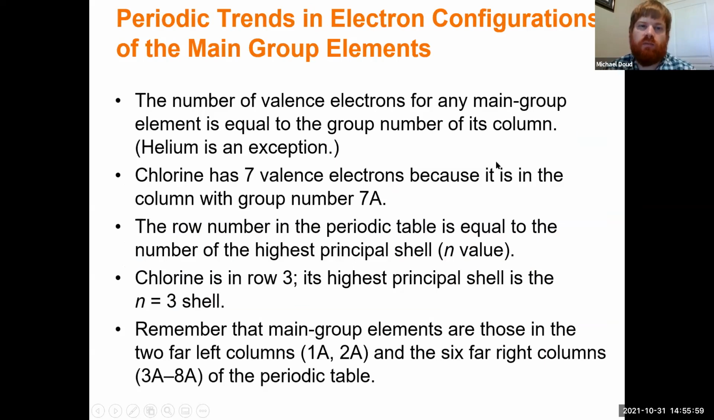Okay, so the valence electrons for any main group element is equal to the group number of its column, with the exception of helium, which has 2 valence electrons. Chlorine has 7 valence electrons because it's in group 7A. The row number in the periodic table is equal to the number of the highest principal shell. That's for the S and the P block especially. And remember that the D block has a different rule. That's for n-1.